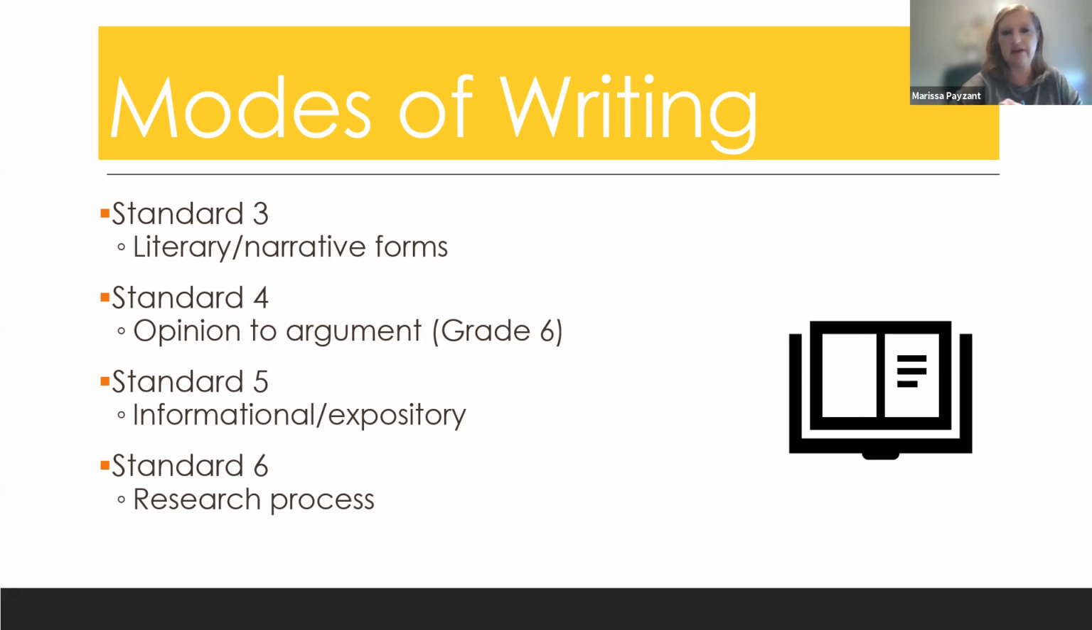So you have literary and narrative forms, you have opinion pieces, and that shifts over to argument by grade 6 or at grade 6, so that students start building those skills that will allow them to write sophisticated, coherent arguments, such as you might see on the ACT writing test. Standard 5 addresses informational and expository text types. And then standard 6 is a little bit different. It reads a little bit differently. It's just kind of how kids might apply skills associated with the research process.